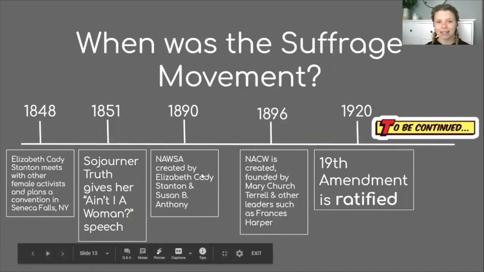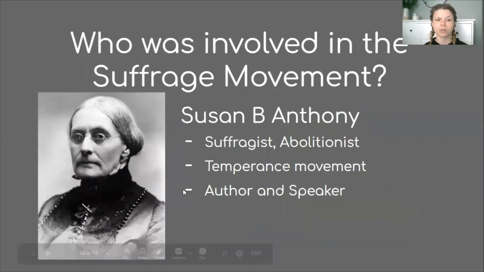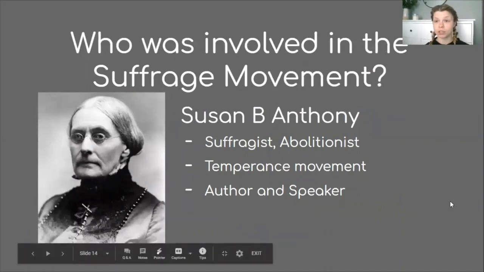In 1890, something called NAWSA, not NASA like the spaceships, but NAWSA, is created by Elizabeth Cady Stanton, we know her, and Susan B. Anthony. Who's that? Okay, Susan B. Anthony is a suffragist and abolitionist as well.